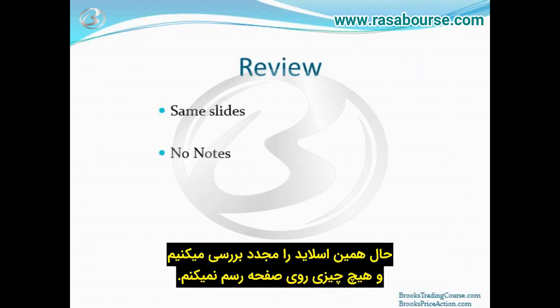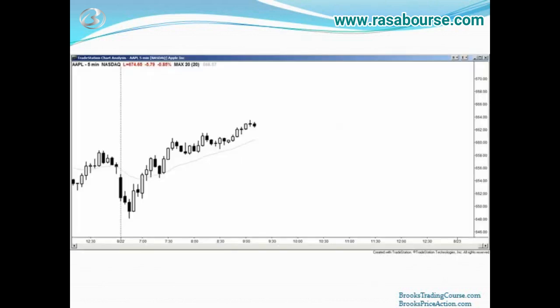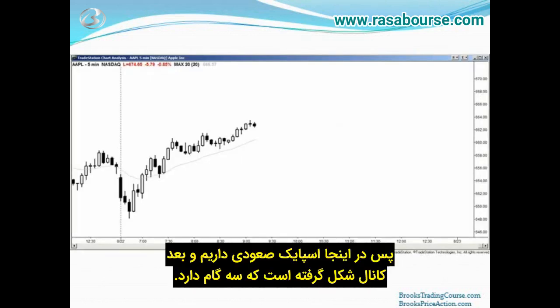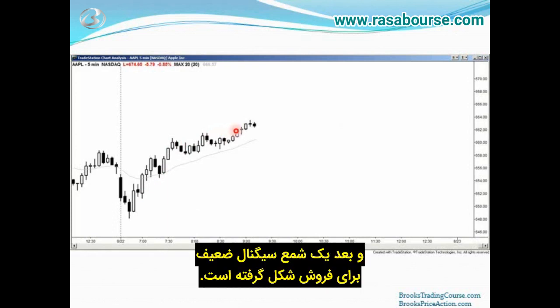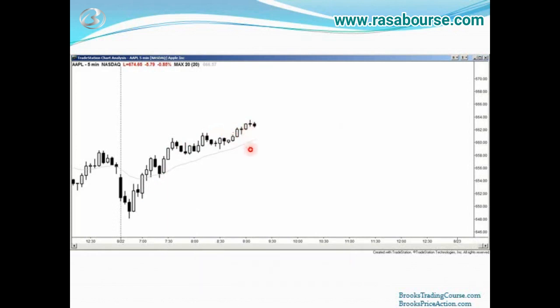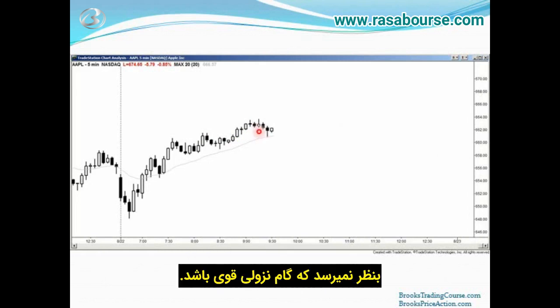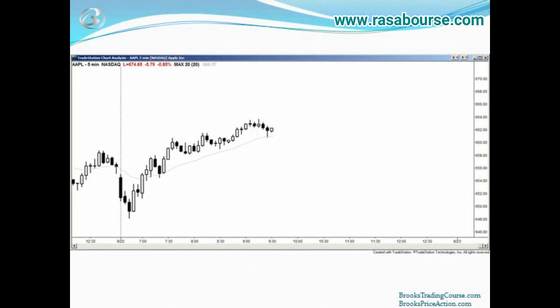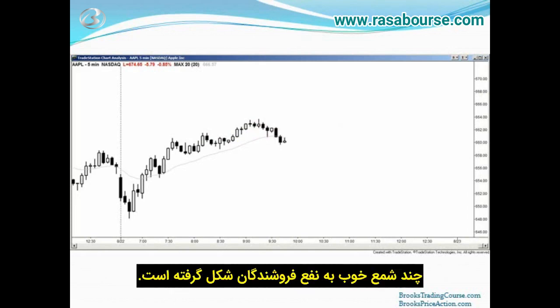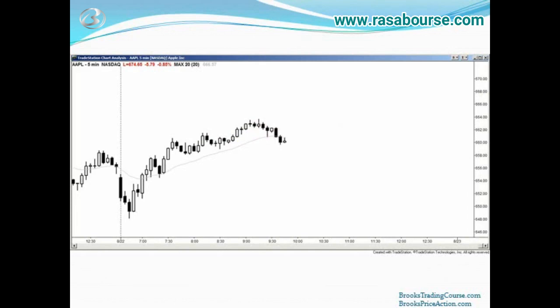Let me go through the same slides without marks on the chart. So this is the spike up in the channel with possible 3 pushes and a weak sell signal bar. Second entry short below this bear bar does not look like a strong sell-off. Good bar for the bears, couple good bars for the bears.